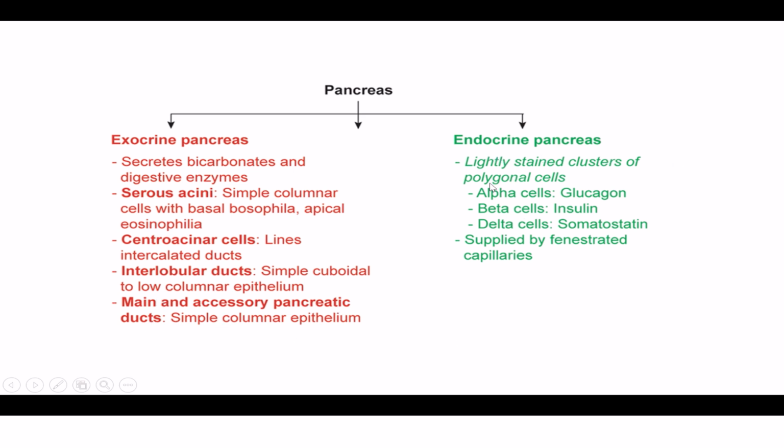So the endocrine pancreas has light staining clusters of polygonal cells, mainly alpha cells which secrete glucagon, beta cells which secrete insulin, and delta cells which secrete somatostatin, and is supplied by fenestrated capillaries.